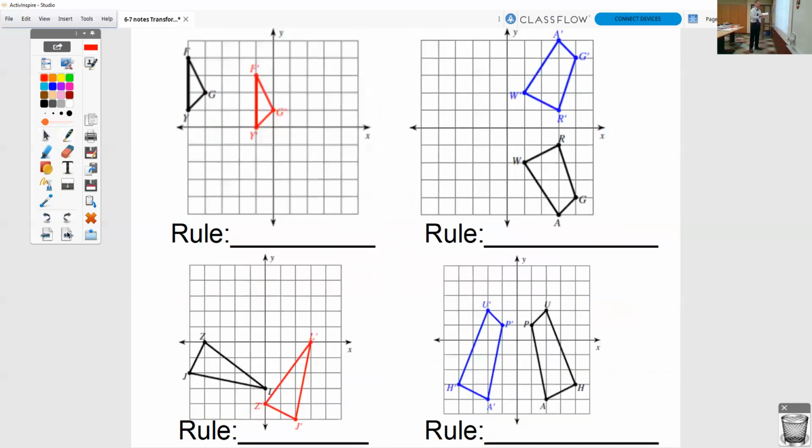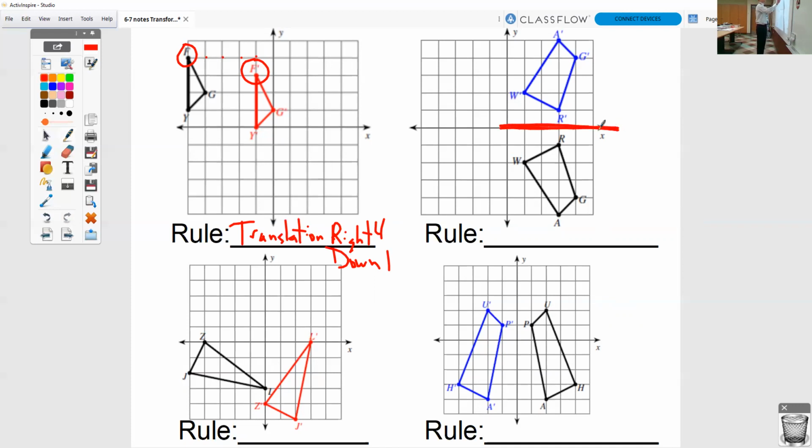In the next ones, again, we're doing the same thing. We're just trying to recognize what is going on. To get from F to F prime, we're going 1, 2, 3, 4 places to the right and 1 down. So this is a translation of right 4 and down 1. Again, you have to be specific. You have to say how many left or right, how many up or down.